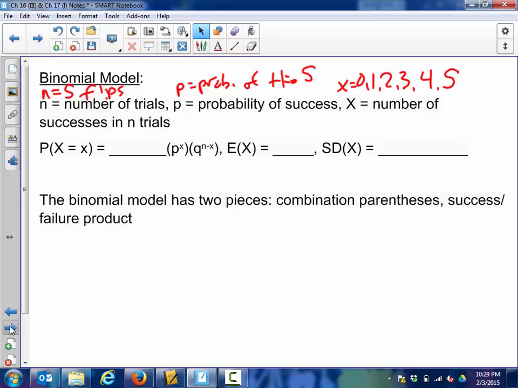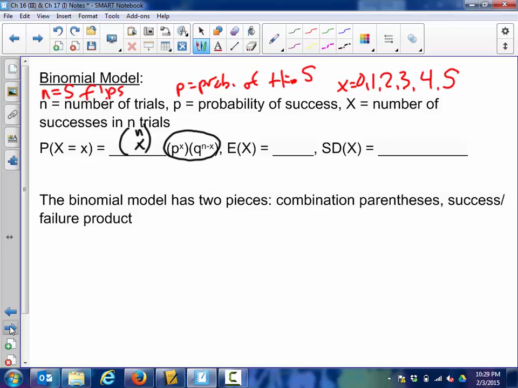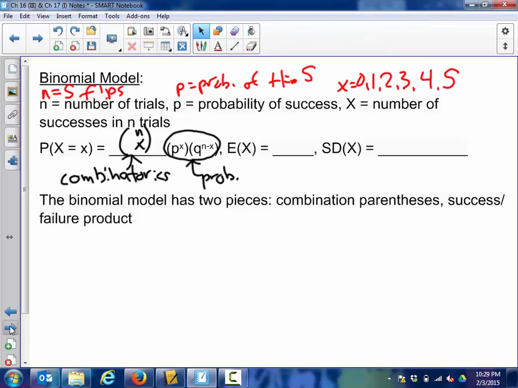This probability model is broken into 2 pieces. There's a combinatorics piece, which is your n choose x, and we're going to see where that comes from here shortly. And then this piece, p to the x times q to the n minus x, that we'll explain in context below here. So there's 2 pieces. This is your combinatorics piece, and this is really your probability piece. And the probability piece is the simpler of the 2.